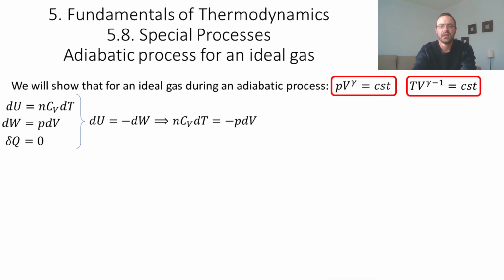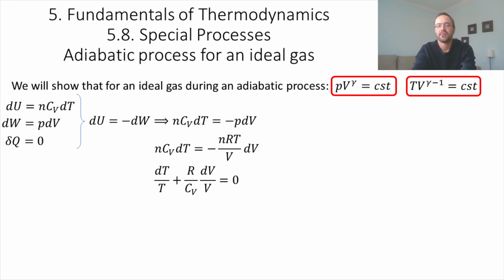Now, at this point, we have a relation between the temperature, the pressure, and the volume. But the relations that we're trying to derive only have two variables, right? So we can try to remove one. For example, using PV equal nRT, you can replace the pressure by nRT over V, right? Then we can regroup the terms with temperature and the terms with volume together, and we obtain dT over T plus R over CV dV over V is equal to 0.